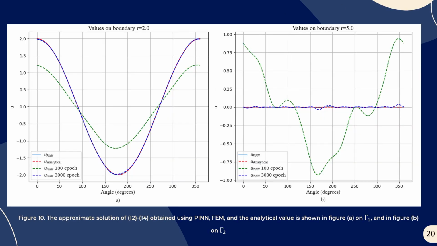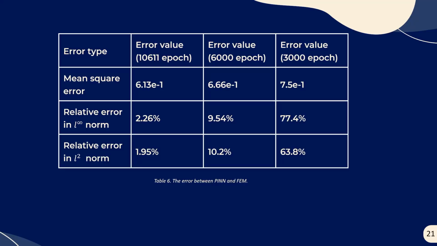On these plots we have approximate solutions obtained by PINN, FEM, and analytical on inner and outer boundaries. Also, PINN solutions with different numbers of epochs are shown as dashed green and blue lines. As you can see, they converge to the exact solution with more training epochs. As you can see from this table, relative errors decrease the longer we train the neural network. And after about 10,500 epochs, it is about 2.3%.